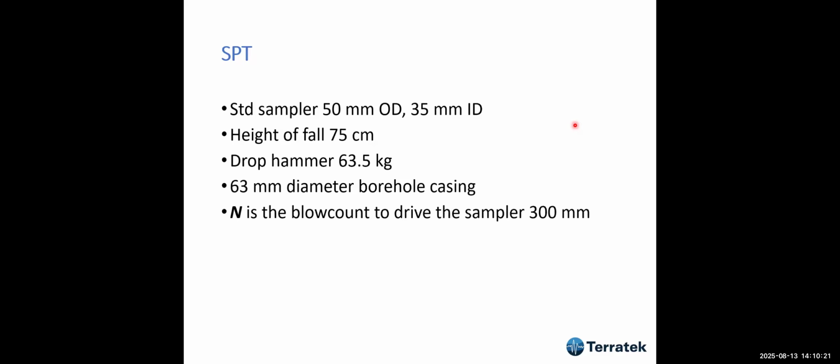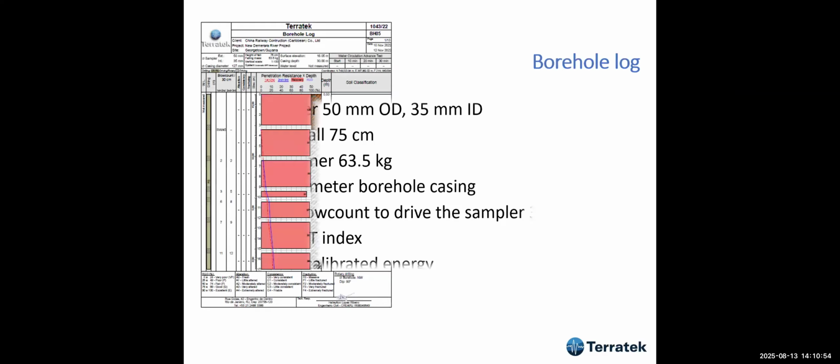So the N is the blow count to drive the sampler 300 millimeters, and N is the SPT index, okay? And then we have to calibrate, or reduce, or change the SPT index from uncalibrated values to a standard energy of 60%. And I'll show you this later on, okay?